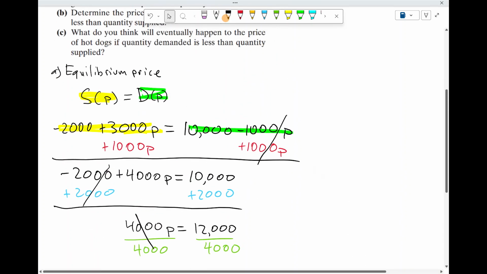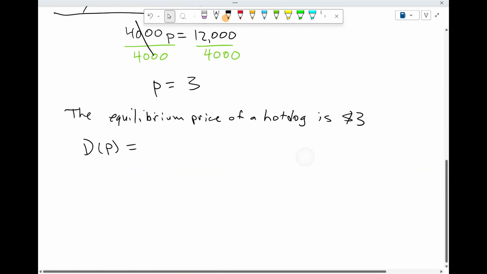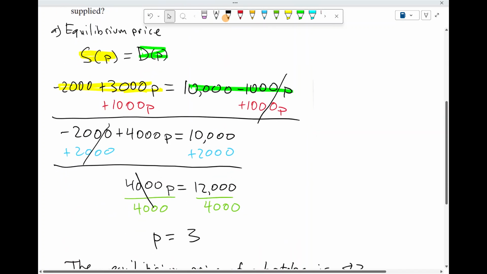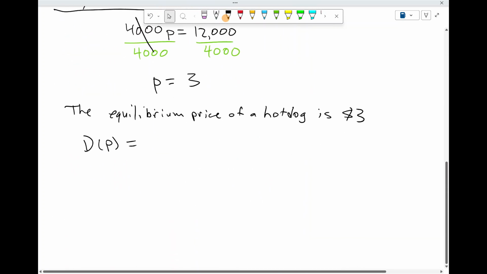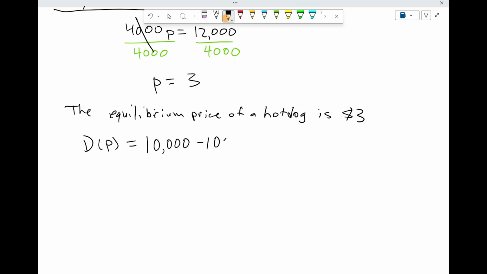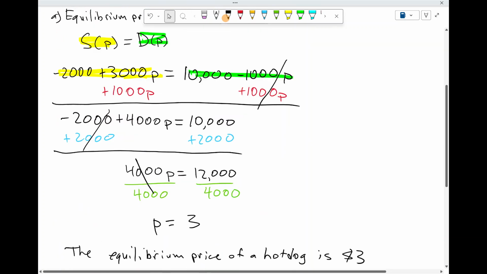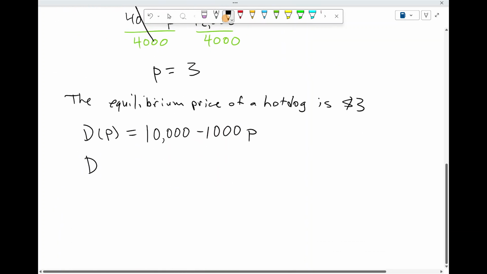And our demand formula is 10,000. Oh, I guess they both have negative numbers, not that it's a huge deal. All right, so there's our formula. And I'm going to plug in 3.